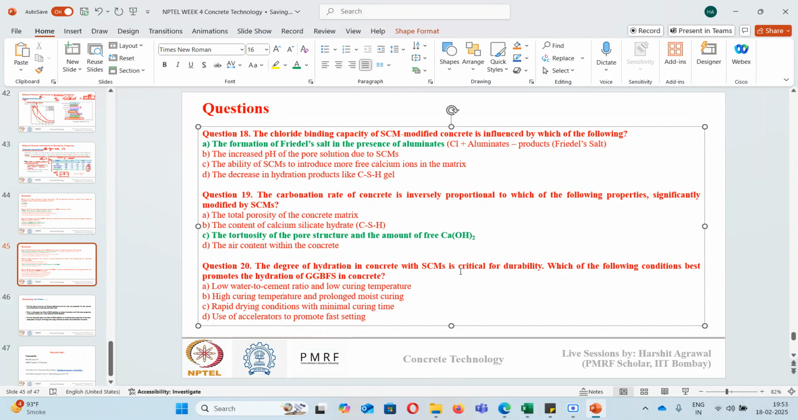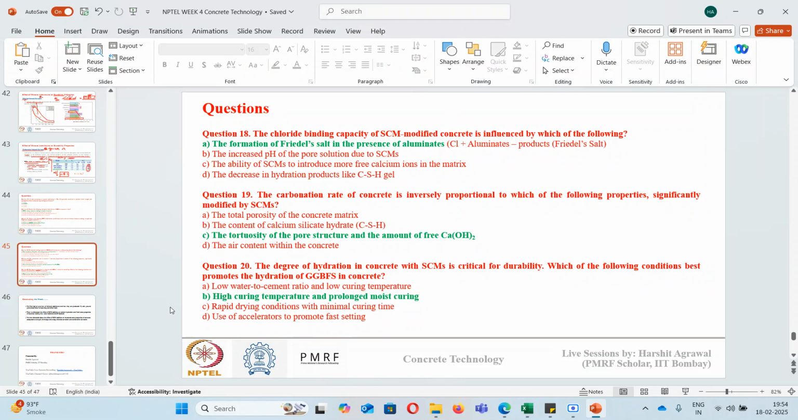Okay. Degree of hydration of concrete with SCMs is critical for durability. Yes. Which of the following condition best promotes the hydration of GGBFS in concrete? So if we will have a high curing temperature and prolonged moist curing, then my degree of hydration of a slag based concrete will be improved. Okay. So high curing temperature, what it does, it accelerates the reaction. Okay, moist curing ensures that there is enough water available for hydration. Okay, so if these two conditions are there, we can promote the hydration of a slag based concrete.